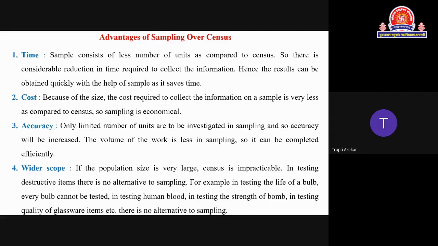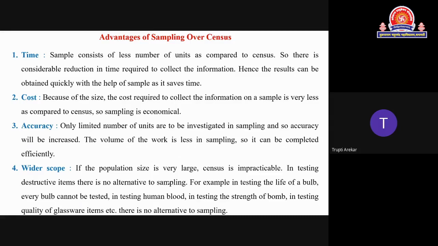Now 4 points we can see here: time, cost, accuracy and wider scope. So time, that is, it reduces time. As compared to census, a sample consists of a smaller number of elements. Hence, there is a considerable reduction in processing time. The results can be obtained quickly due to time saved in data collection and further analysis. So here the first point is reducing the time.